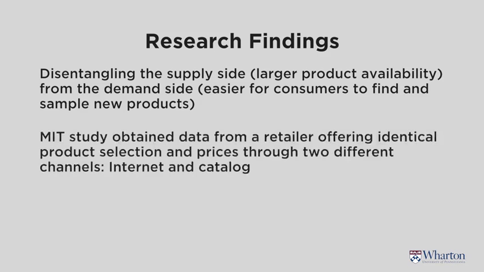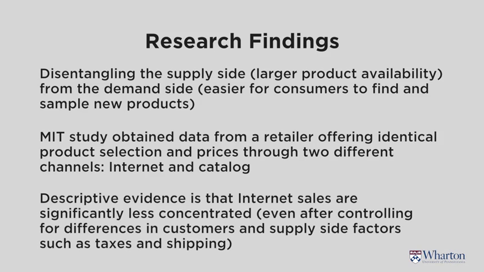So what the study authors did at MIT is they got sales data for a large retail company that was selling through two different channels, an internet channel and also through a catalog channel. And they wanted to see if both of those channels had the same mix of sales going through. Now the prices and the products were identical in both of those channels, but they wanted to ask the question, is there any difference in the way those channels are delivering the product to end customers?